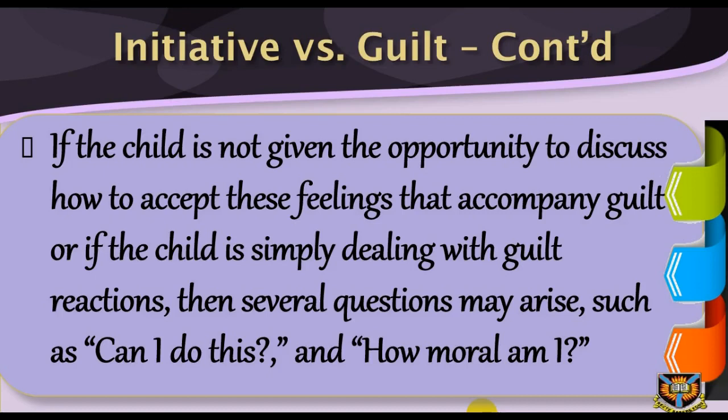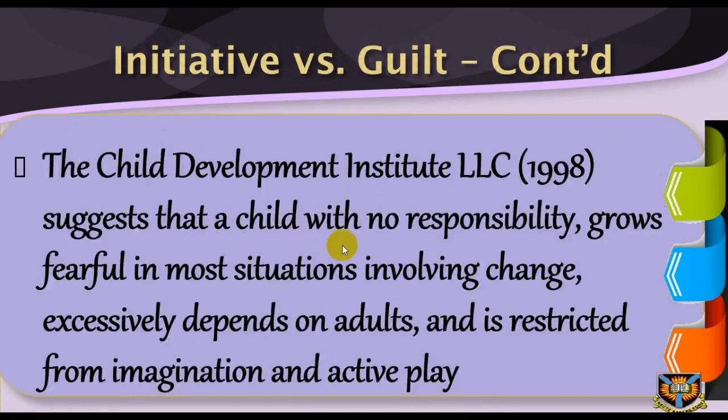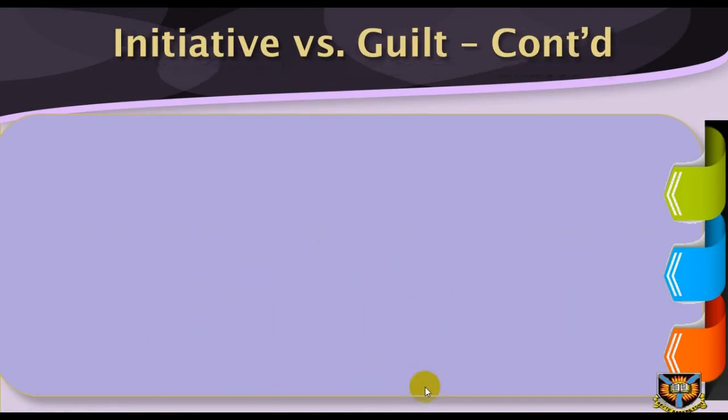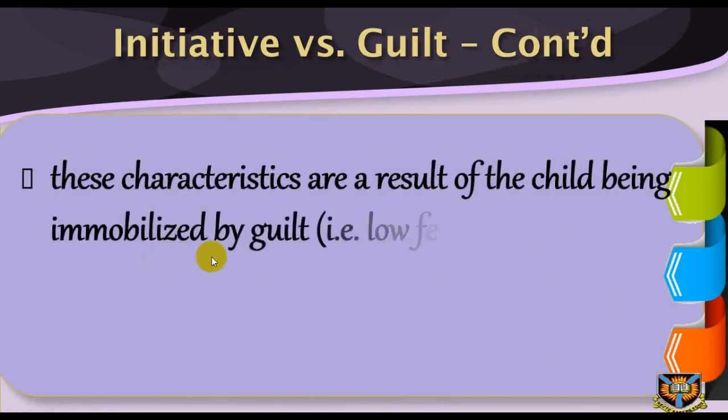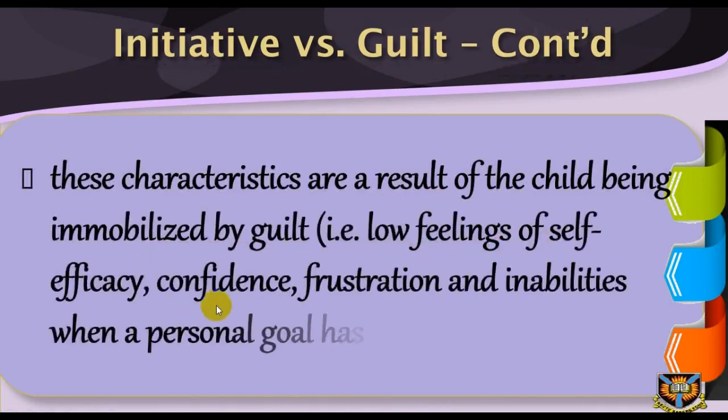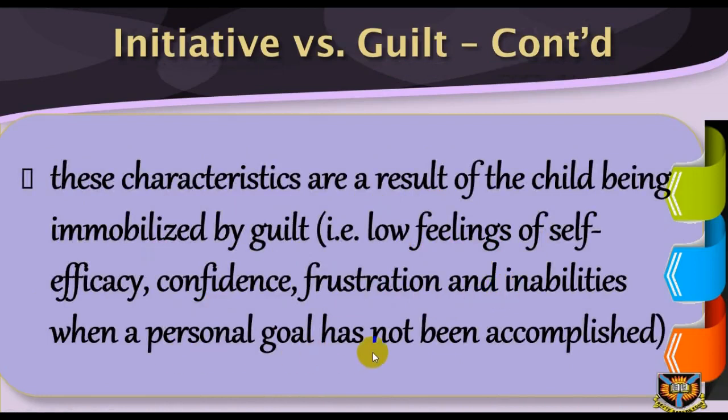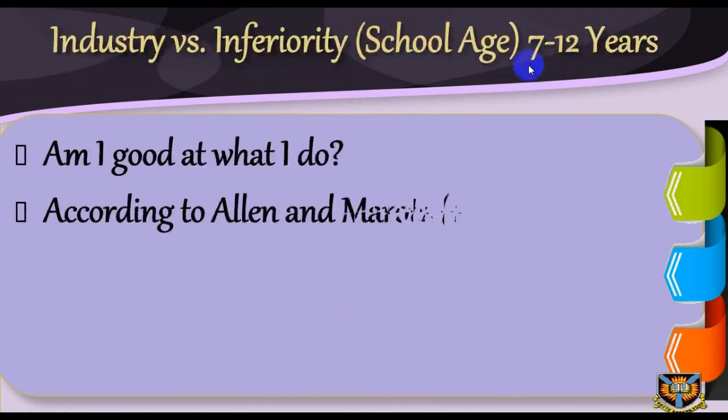Parents and all teachers should remember that children in this stage of Erikson's psychosocial development need and deserve a time to be free. The Child Development Institute, LLC, 1998, suggests that a child with no responsibility, whether given by an adult or produced by the child, grows fearful in most situations involving change, excessively depends on adults, and is restricted from imagination and active play. These characteristics are a result of the child being immobilized by guilt, e.g., low feelings of self-efficacy, confidence, frustration, and inabilities when a personal goal has not been accomplished. Industry versus inferiority, 7 to 12 years, school age.